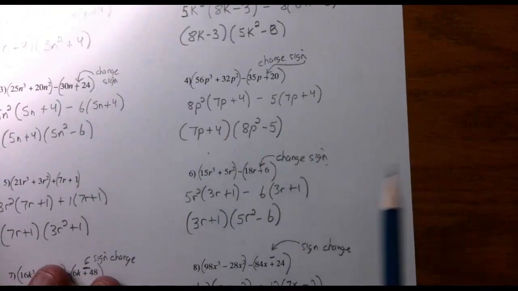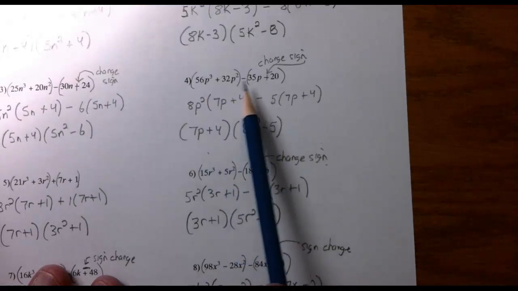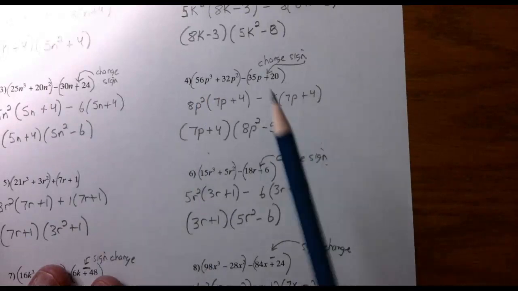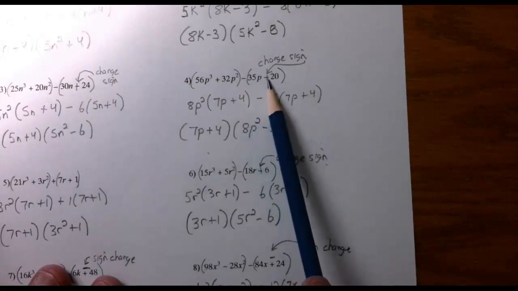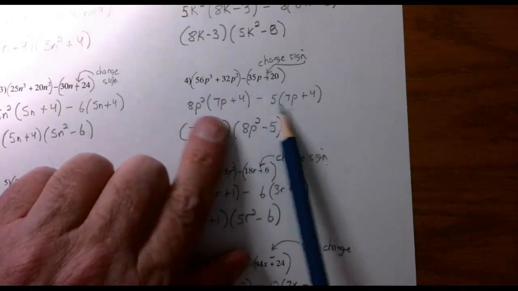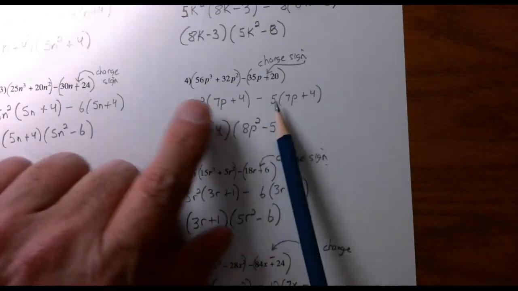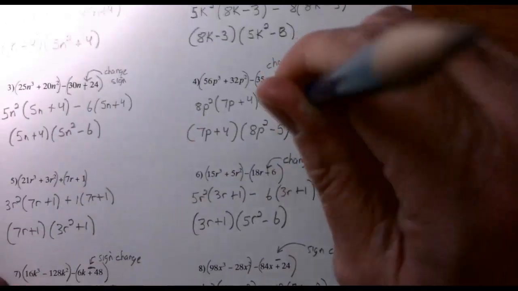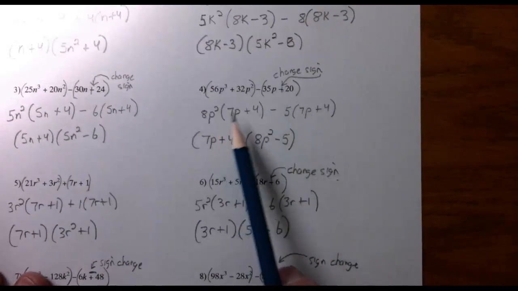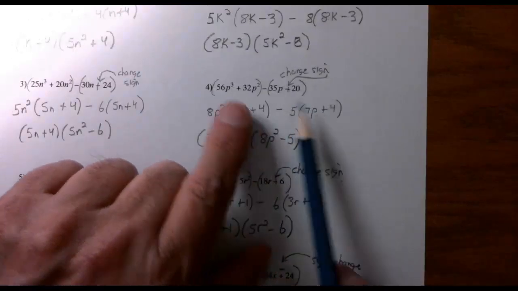All right, number 4, same thing. I get a cubic with 4 terms. I group it into 2 binomials. That's a negative, so I have to change that sign right there. All right. Factor out the common factor of each of these binomials. And then I get a binomial that is a common factor of these 2 terms. Again, this is one term, and this is one term. Right? There's a negative in between. This is one term, and this is one term. The common factor is 7p plus 4. So take it out.